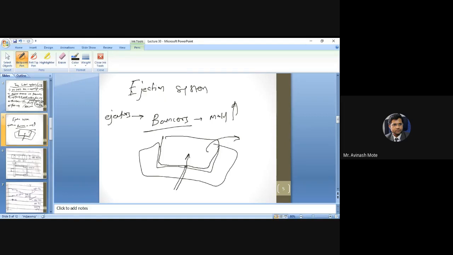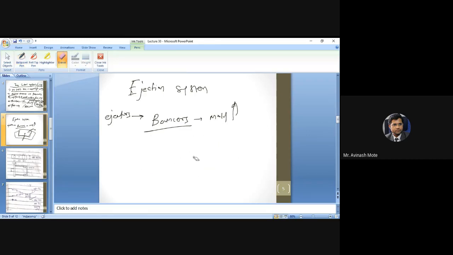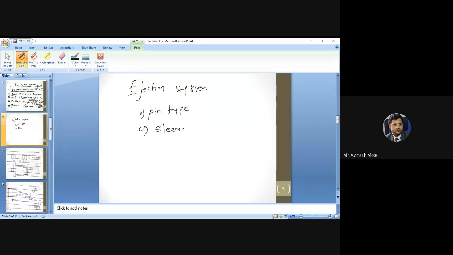So this ejector will act as a bouncer, to remove the product from the mold cavity. Basically there are different kinds of bouncers, sorry, ejectors. One by one we'll discuss in detail. First one, a popular one, the pin type ejector. Second one, sleeve type ejector. Pin type, because we discussed only the pin type ejector in compression molding.